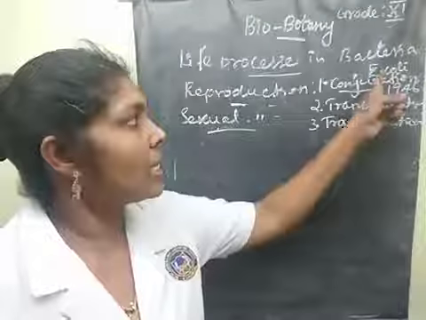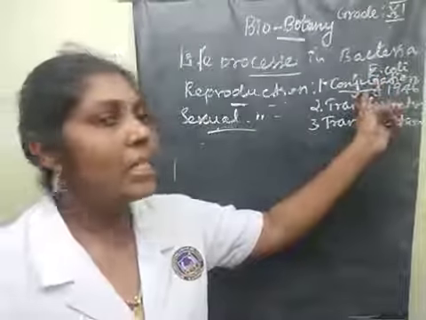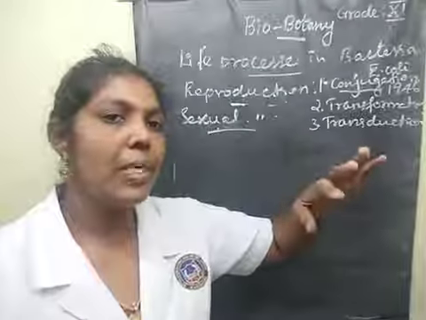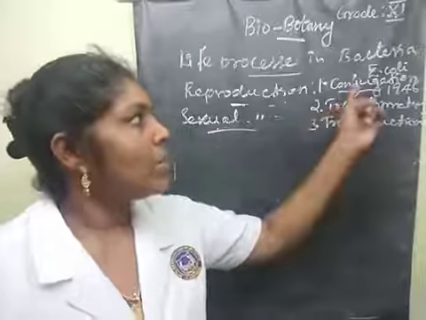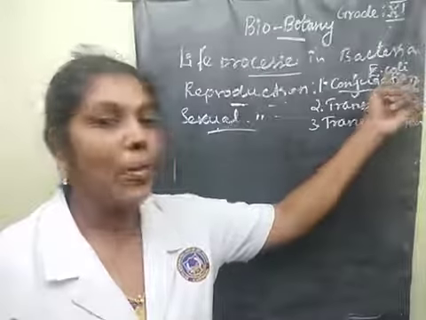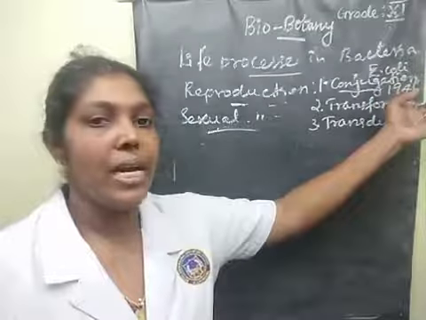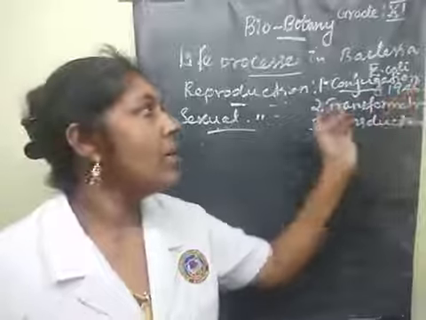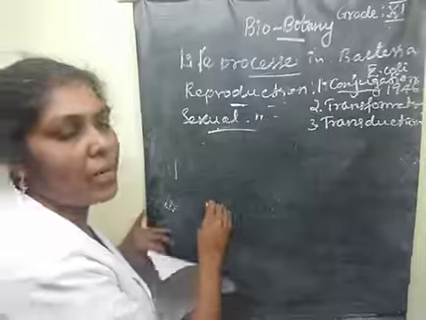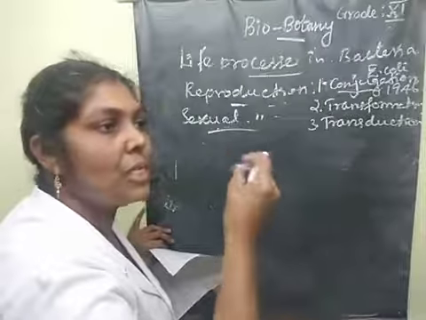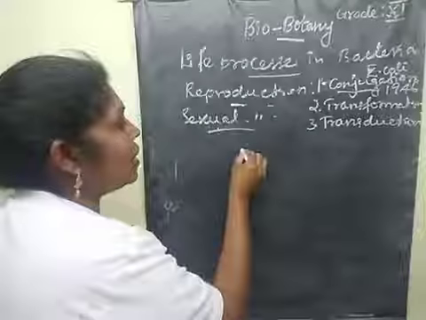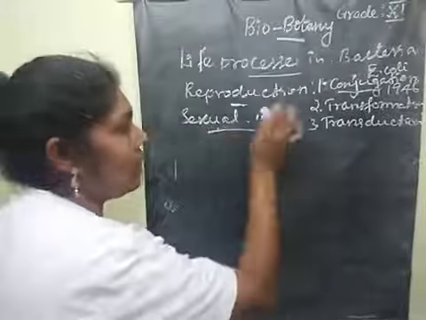Clear, children? So these are the three one-word answers. Conjugation was demonstrated by the two persons, Lederberg and Edward L. Tatum, using the bacterium Escherichia coli, E. coli, in the year of 1946. Then, how does conjugation, this sexual type of reproduction, take place? How are genes transferred from one cell to another?